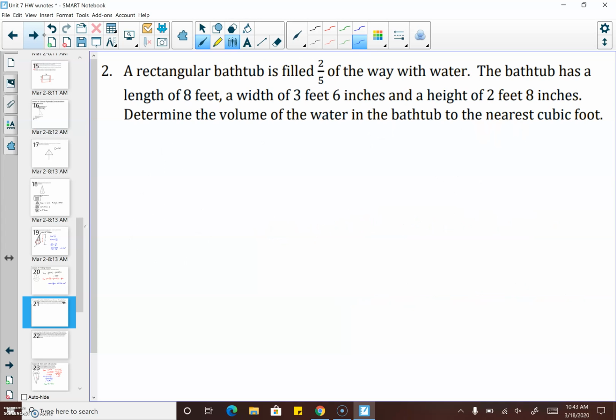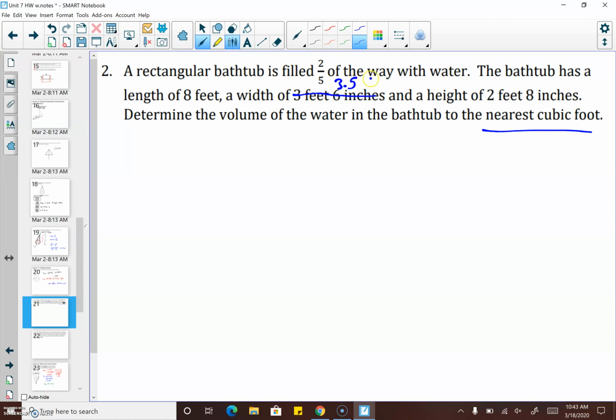2. A rectangular bathtub is filled 2/5 of the way with water. The bathtub has a length of 8 feet, a width of 3 feet 6 inches, and a height of 2 feet 8 inches. Determine the volume of the water in the bathtub to the nearest cubic foot. So we've got things in different units, so we have to be careful here. We want everything in feet.